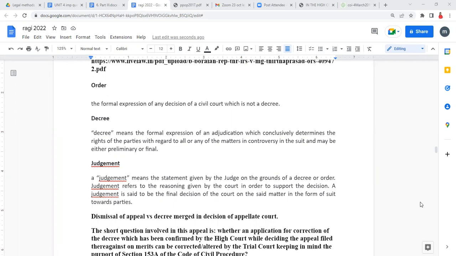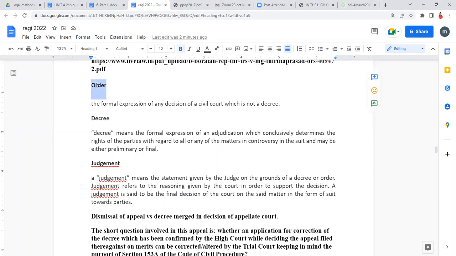Maybe they might say under IPC, theft is a crime. Punishment is maximum 3 years. Considering how the person has committed this crime, we are giving him 2 years of punishment plus 3,000 rupees fine. Okay, that will be nothing but a judgment, when the decision is given. There are two things called order and decree. Okay, so what is an order? Order is the formal expression of the decision of a civil court, which is not a decree.